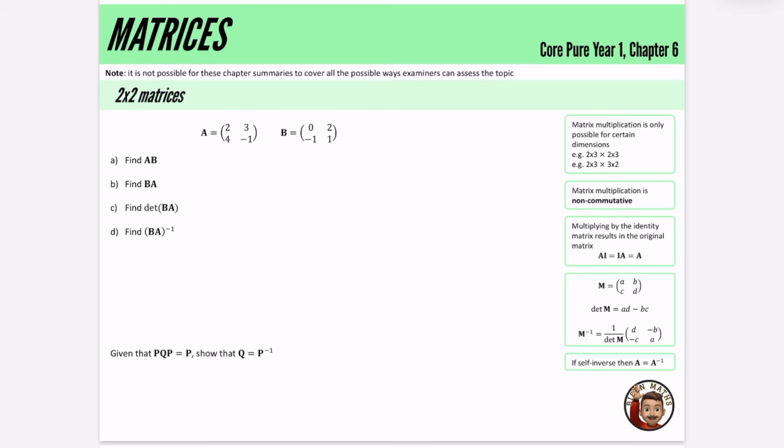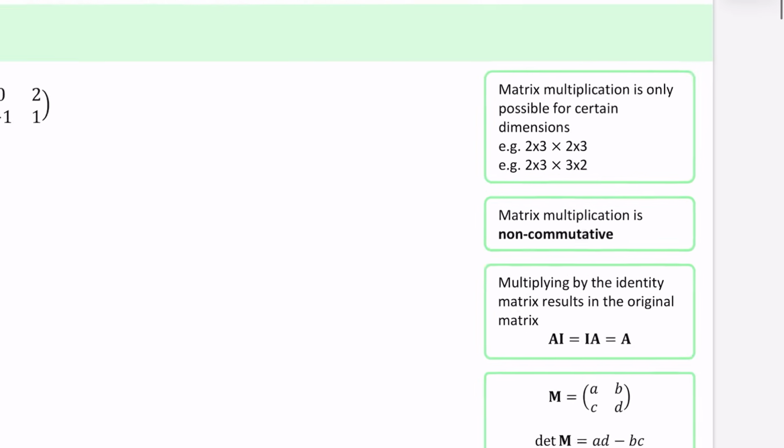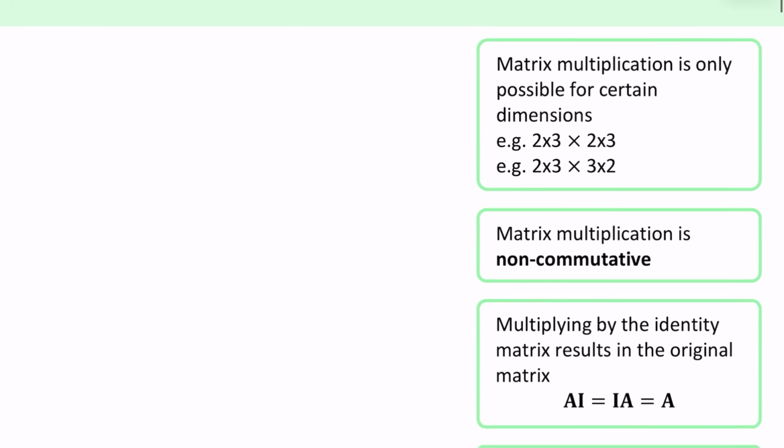And this is going to be a relatively long video. So I'm going to presume that you've looked through the whole playlist, you know matrices. This is really here just as a quick bit of revision for you. So let's start off with 2x2 matrices and generally just matrix multiplication.